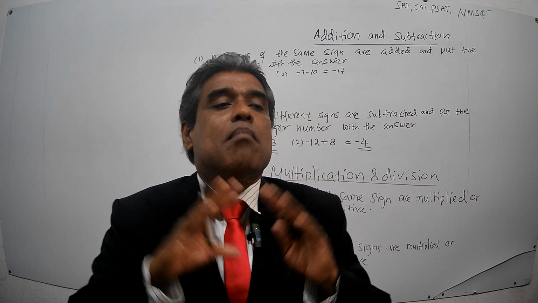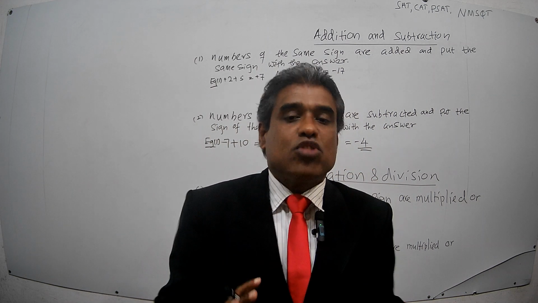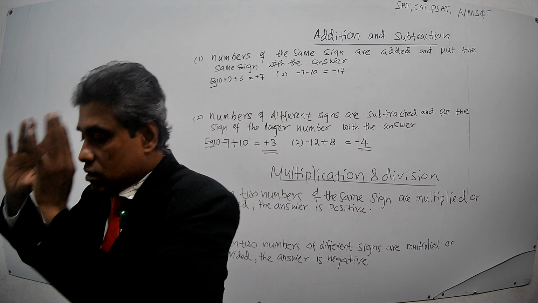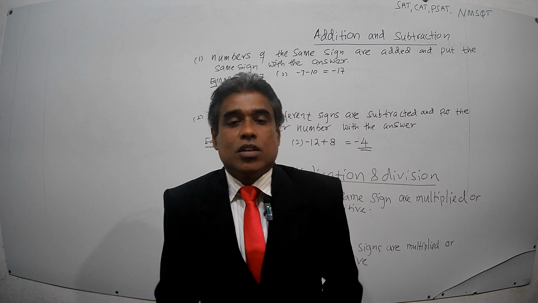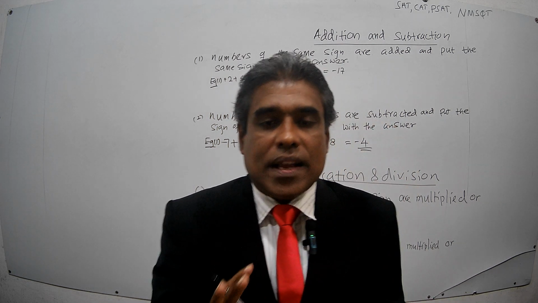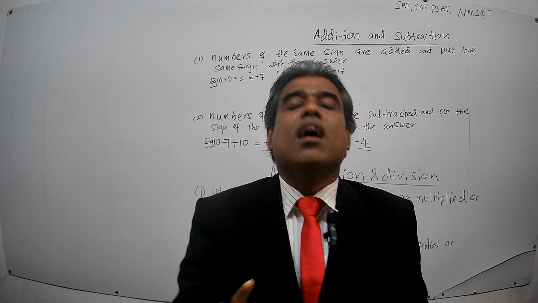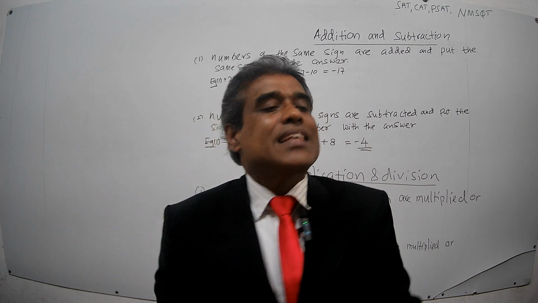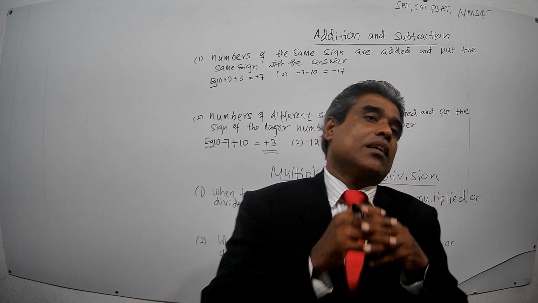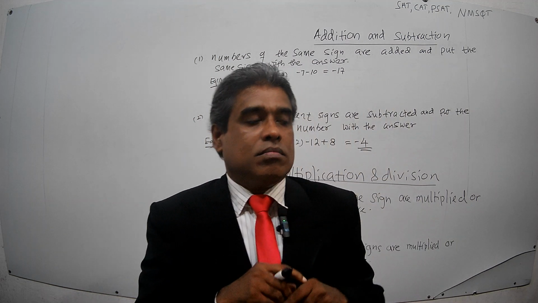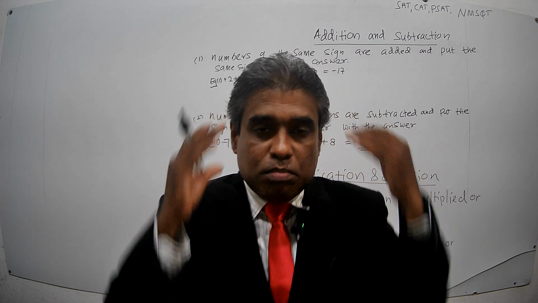When two numbers are multiplied or divided, if they have the same sign, the answer is always positive. When two numbers of the same sign are divided or multiplied, the answer is positive. The same sign may be negative or positive, whatever it is. It can be two numbers of negative sign or two numbers of positive sign.